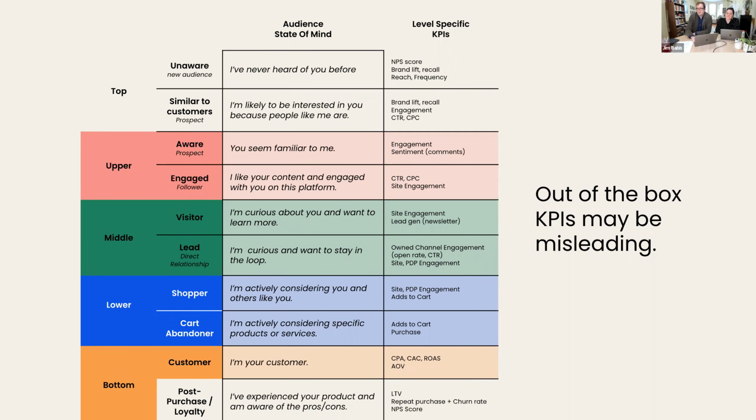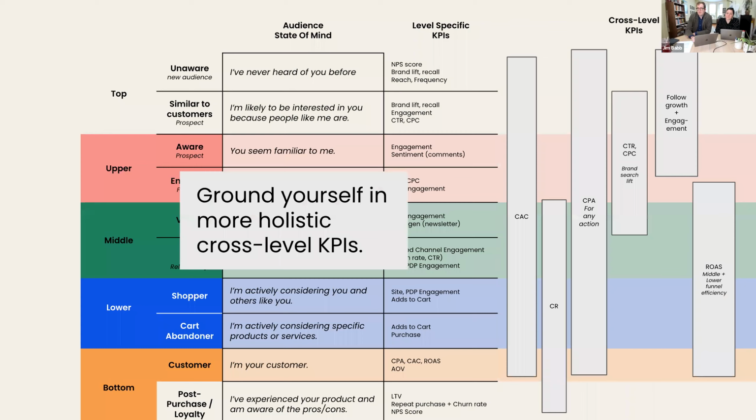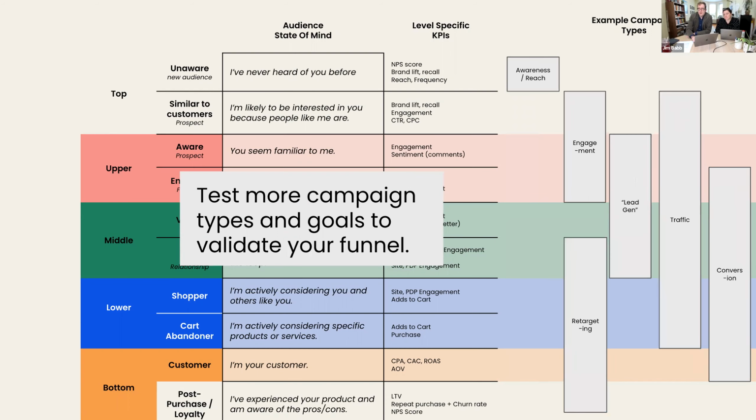So those KPIs can be misleading. And so you have to find your own ways to create these sort of cross-level KPIs that go down, like CPAs for specific actions, which could go anywhere from just lead gen all the way down. But you've got to create your own methods for doing that and finding those data points along the way to be able to do that.